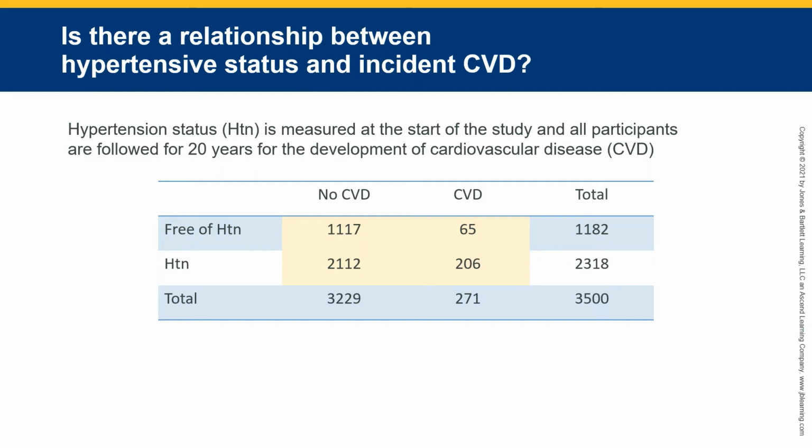And none of the participants have cardiovascular disease at the time of enrollment. And we follow them for 20 years to see if they develop it. And so these are our data. We have two independent groups. Participants are either free of hypertension or they have a diagnosis of hypertension at baseline, and then we follow them for the development of CVD. So this setup mirrors the one that we just looked at in that visual abstract.